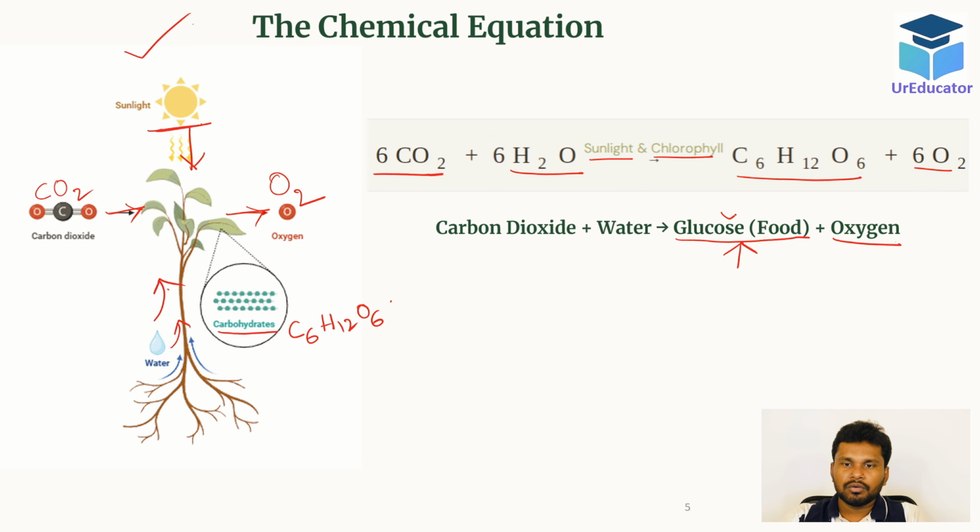This glucose or this food will be used by the plants, and the remaining will be stored in the form of fruits and vegetables, and some plants will store it in the leaves itself. That is what we take to make our food. No plant is preparing food for you, no plant is preparing food for me, but they are preparing for themselves, yet we are stealing it for our livelihood.